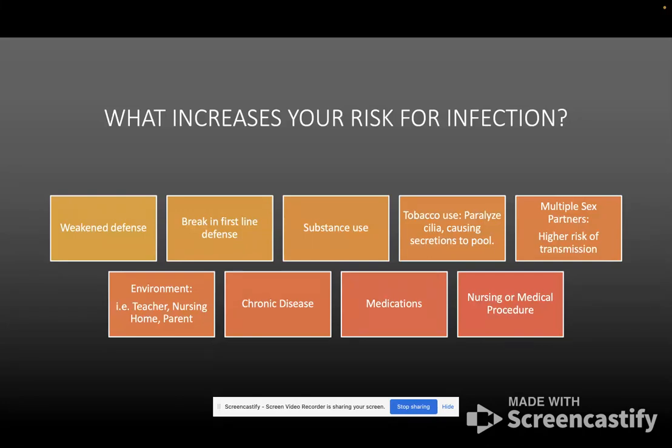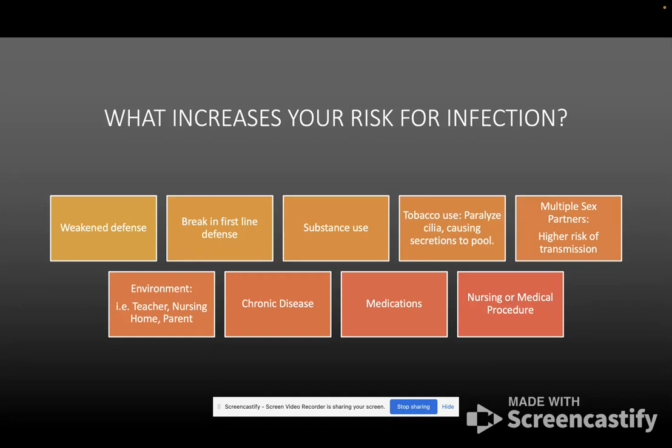Tobacco use. So those nice little hairs in your nose, it's important to have those to try to help keep out infection. It's a great way that your body works as a defense mechanism. But tobacco use kind of paralyzes the cilia and causes secretions to pool. Multiple sex partners, you have a higher risk of transmission.